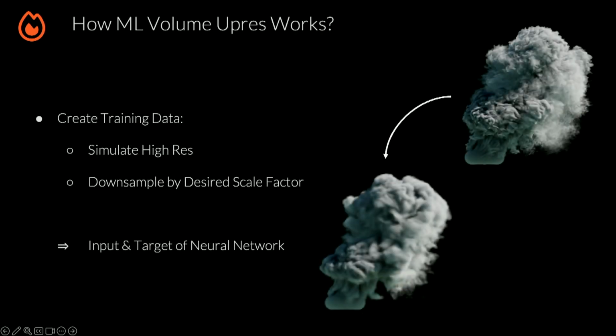Thank you, Nick. How does it work in everyday life? You first need to train your model, and for that, you need a high-res simulation that you can use as an example. To create example pairs of your high-res data, we downsample the high-res by our desired up-res factor. Those two volumes become the input and target of our network.